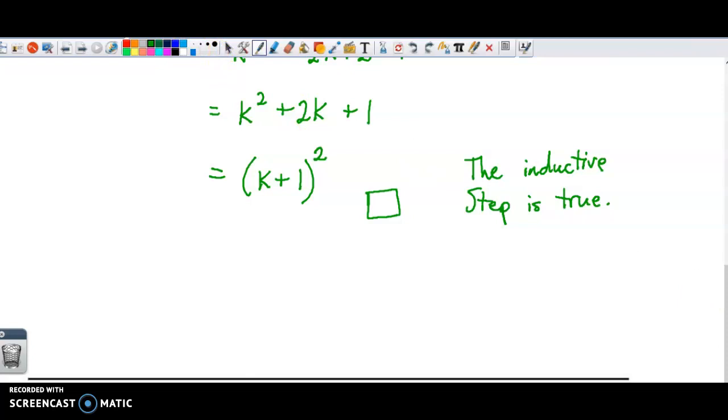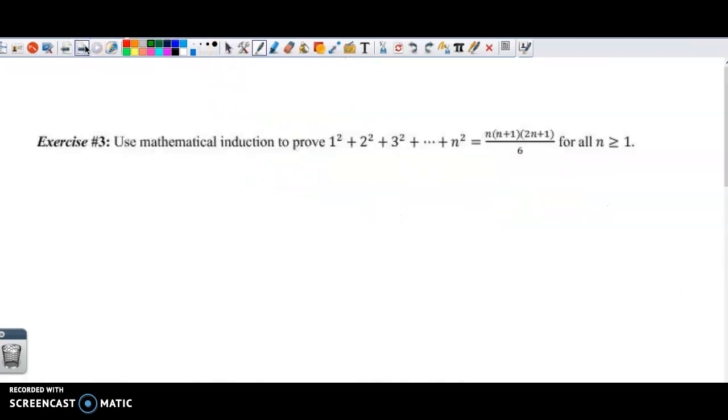Just double checking I'm done on this page. So here's just another one where they give you the formula, so you don't have to come up with the formula yourself. But you're practicing mathematical induction. So start with your base case. And you can just start with, I'm pretty clear that the first number is 1.